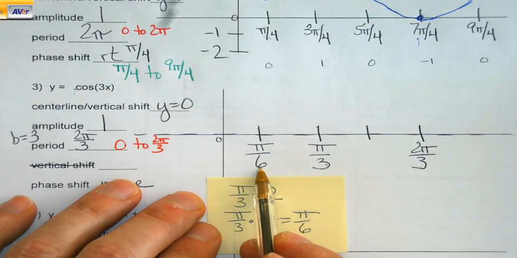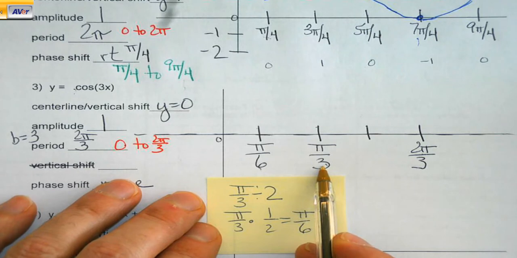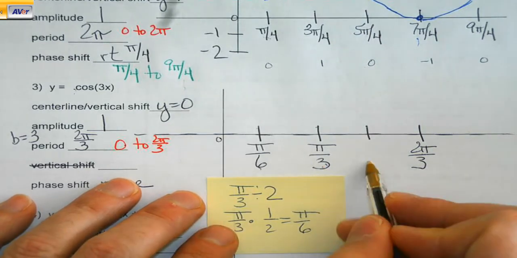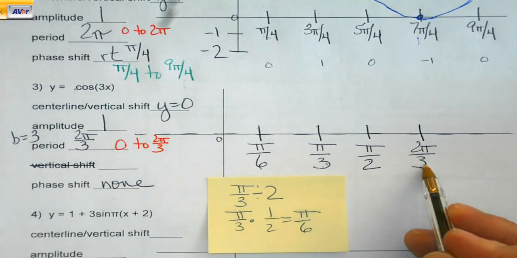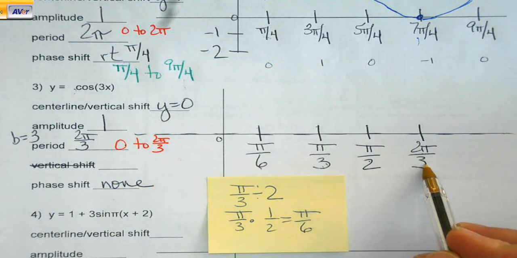1 pi over 6, 2 pi over 6, pi over 3, 3 pi over 6, pi over 2, 4 pi over 6, 2 pi over 3. Okay? That's one way I can handle it.